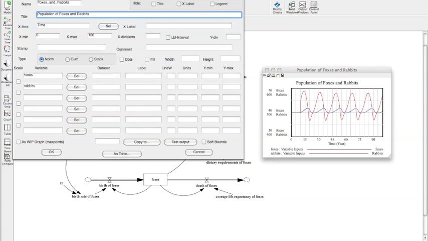You can give it a name, and I call that foxes and rabbits. You can give it a title, which is the legend that appears on top of the graph. And in here, you can put in all the variables that you want to plot together. It allows you to do up to 6 here. I just wanted to do the 2.